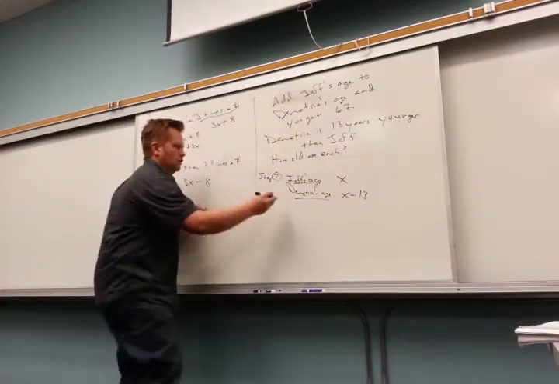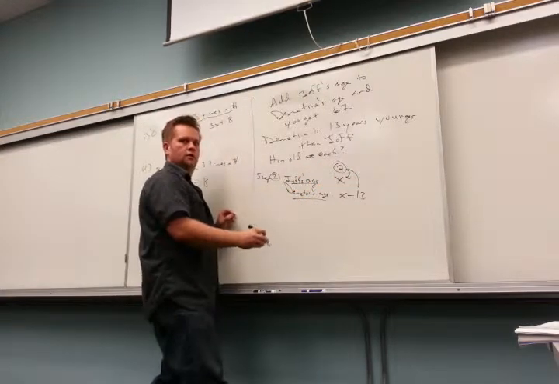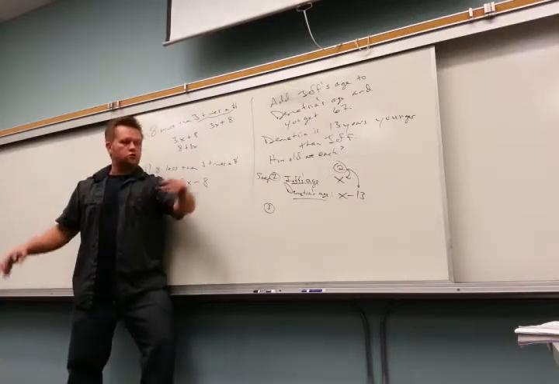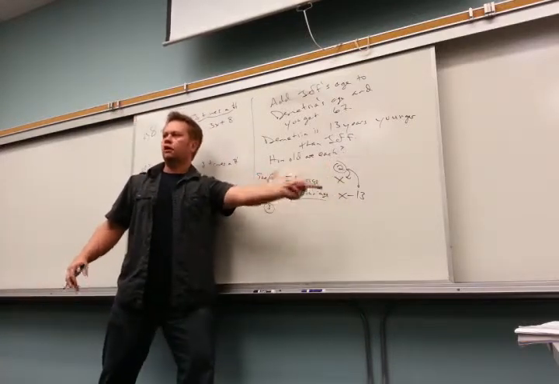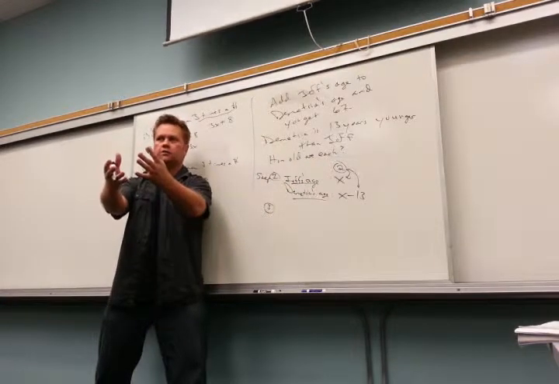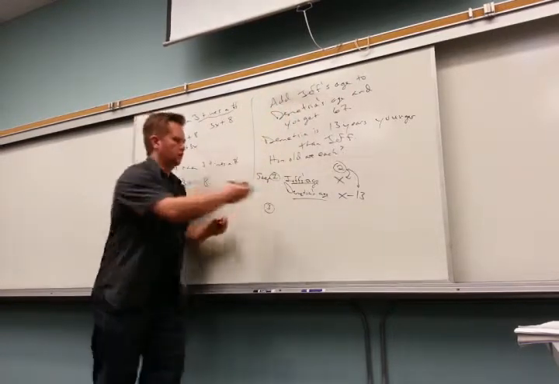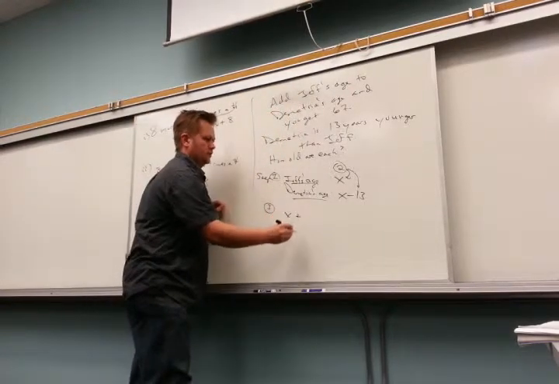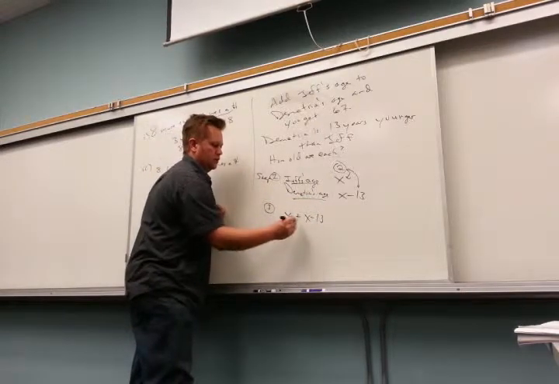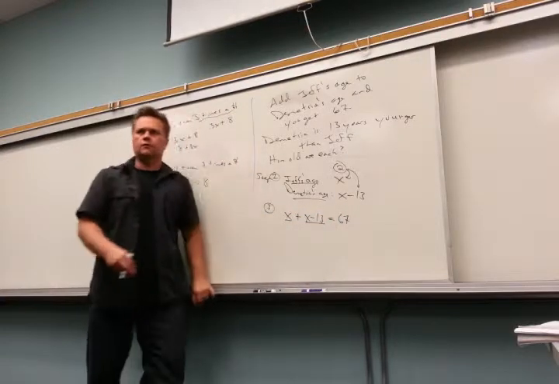And then step 3, so step 2 was setting these guys up. Step 3 is write the equation. What are those two things supposed to do? Very often they do something together. You're supposed to add them, and you're supposed to get 67. So if I do X plus X minus 13, you add my age to Demetria's age and you get 67.